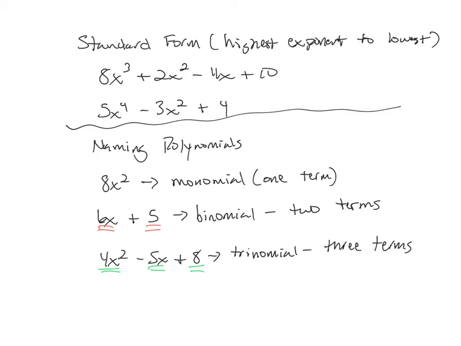Okay, and all of these are in standard form. The highest exponent comes first, the next highest comes next, the number's at the end. It doesn't have to have a number at the end, just if there's a number, then oftentimes it goes at the end.